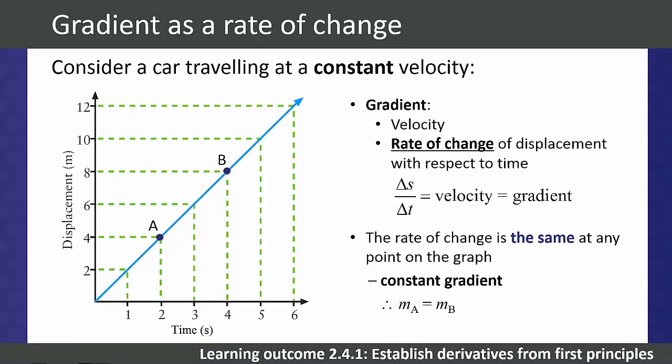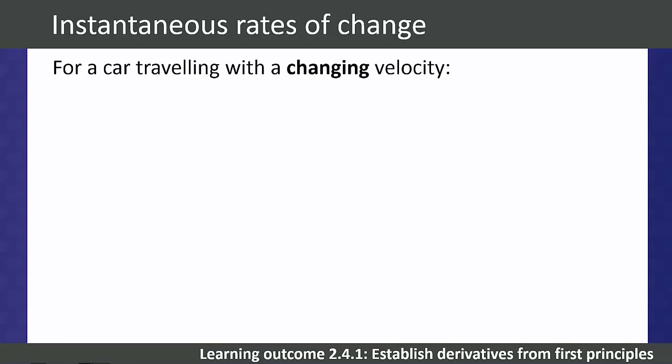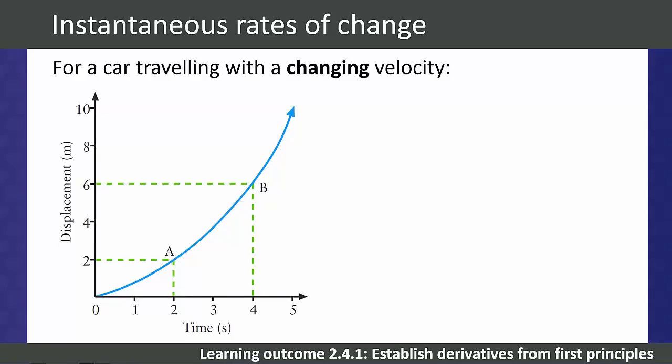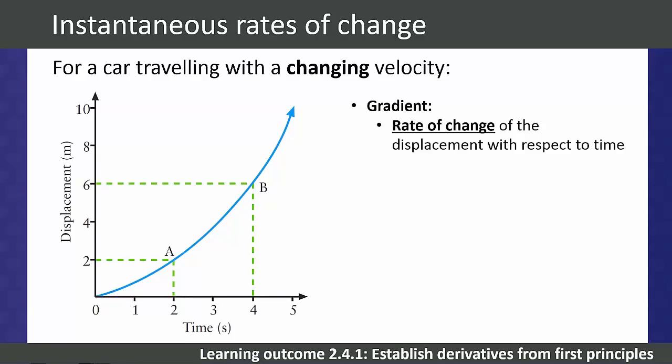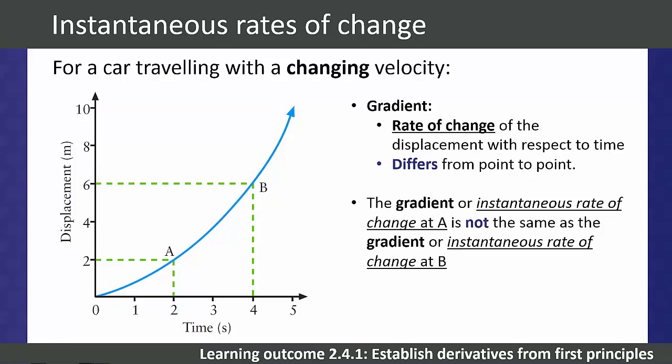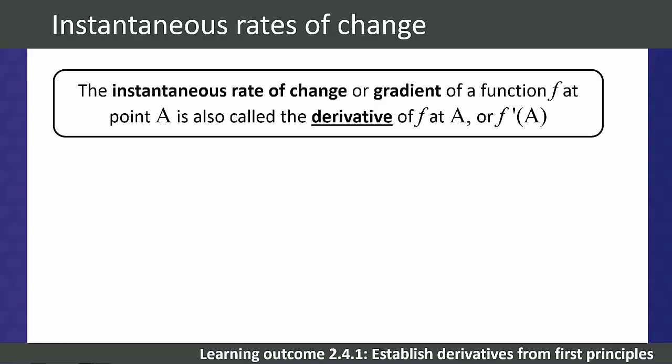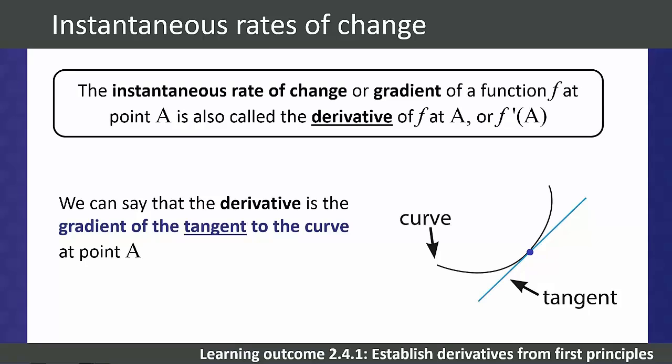The gradient is constant. Now let's consider a car that is travelling at a changing velocity. The gradient again gives us the rate of change of displacement with respect to time, which in this case differs from point to point. We can see that the gradient or instantaneous rate of change at A is not the same as the gradient or instantaneous rate of change at B. This instantaneous rate of change of a function at point A is also called the derivative of f at A or f prime of A. We can also say that the derivative is the gradient of the tangent to the curve at point A.